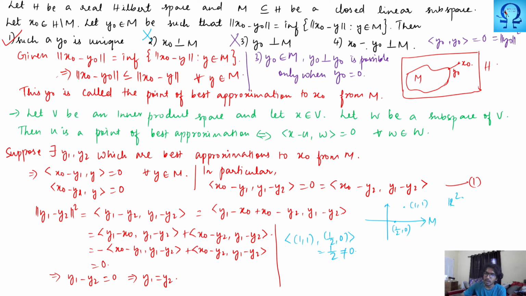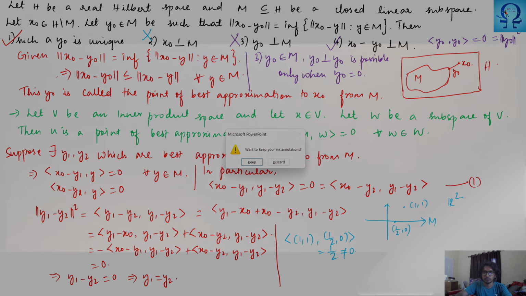Now, x0 minus y0 is orthogonal to M. That is what we have written here. When you take the inner product of x0 minus y0 with all the elements of M, you get it to be equal to 0. That is what option 4 claims. Therefore option 4 is true. That's it. Thank you.